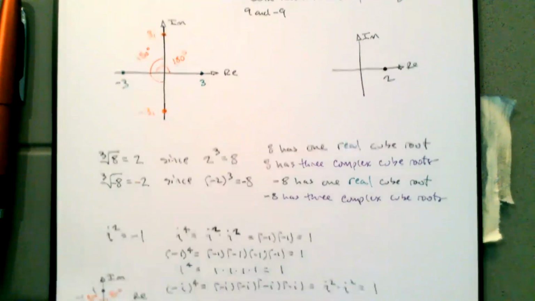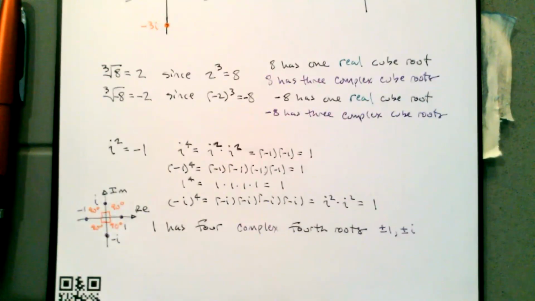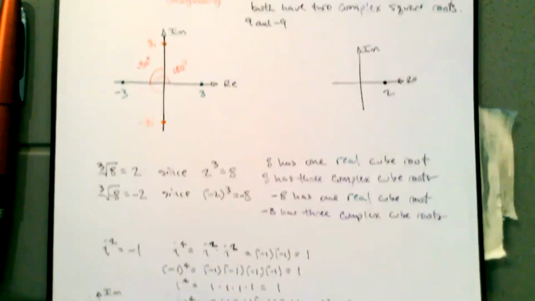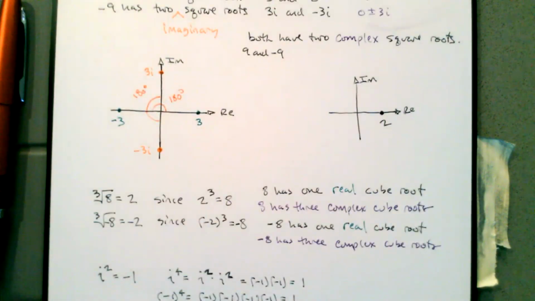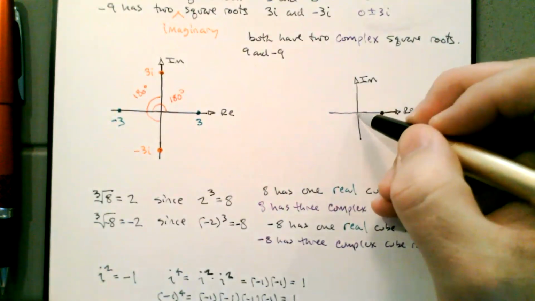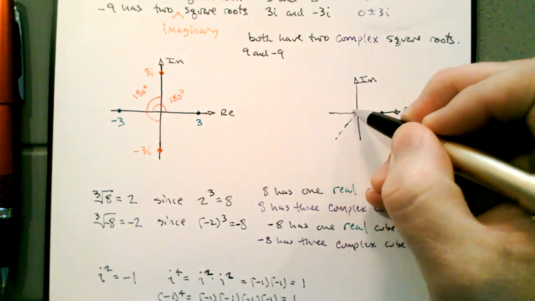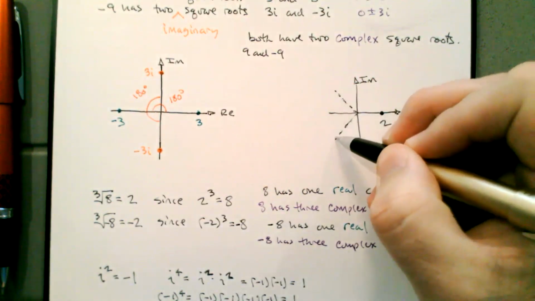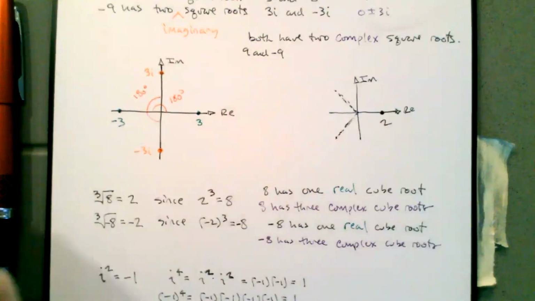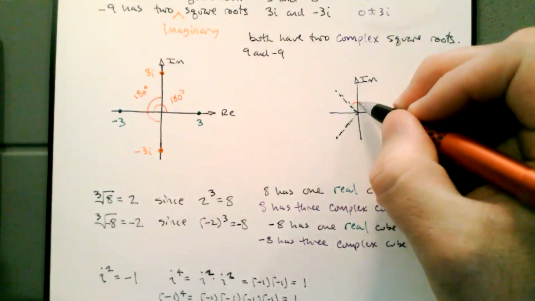Square roots are 180 apart. Cube roots, or sorry, fourth roots are 90 apart. How far apart are the cube roots going to be? Close. 60, 60, and 60 is only going to get us to 180. 120, 120, and 120 will get us to 360. So the other cube roots will be in the complex plane, and they will all be 120 degrees apart.